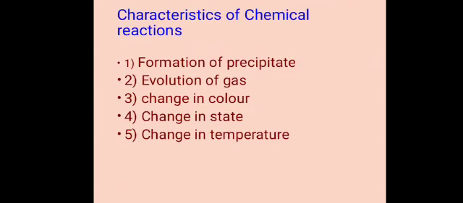Then, what all changes can we observe during a chemical change? They are known as the characteristics of chemical reactions. First one, formation of a precipitate. A new substance will be formed. Sometimes it will be insoluble in water. That is known as a precipitate. So, formation of precipitate, evolution of gas, change in color, change in state, change in temperature. These are the observable changes during chemical reactions.